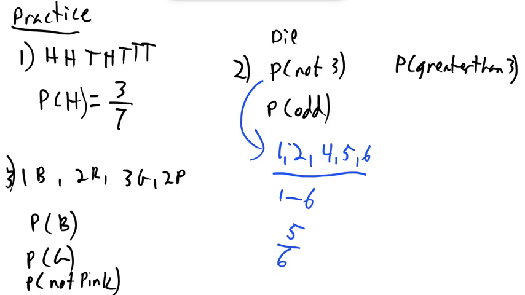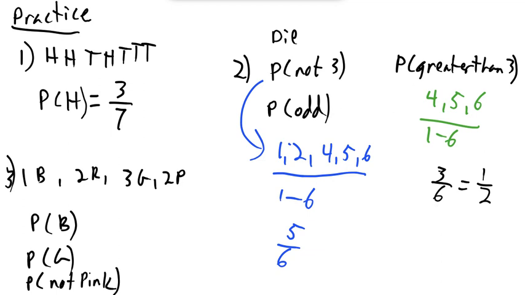What about the probability of rolling greater than a 3? So what numbers are going to be greater than a 3 on a die? It's going to be 4, 5, and 6 out of our total number, which is going to be 1 through 6. So what does that become? We have 3 different choices out of our 6 total, or our probability of rolling greater than 3 is going to be 1/2.